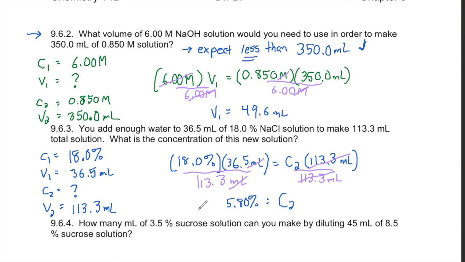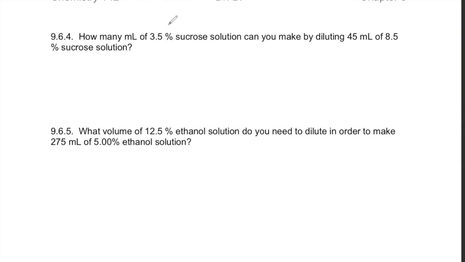I forgot to make a prediction, but we can still check if this makes sense. So we've diluted an 18% solution. We expect the concentration to go down when you dilute something, and it did. We have a lower concentration. All right, let's try to make the prediction for this one. We'll try to remember that.